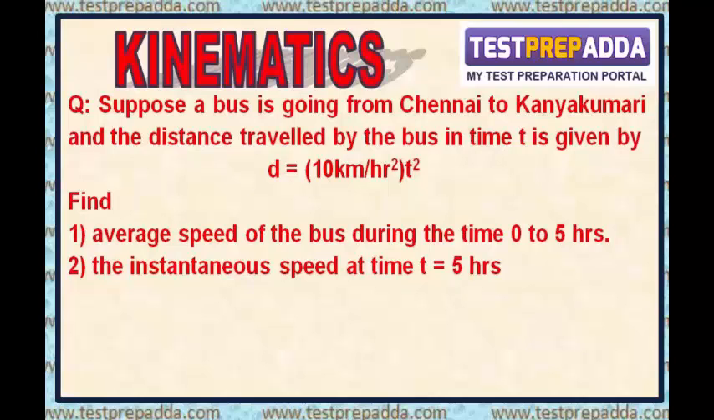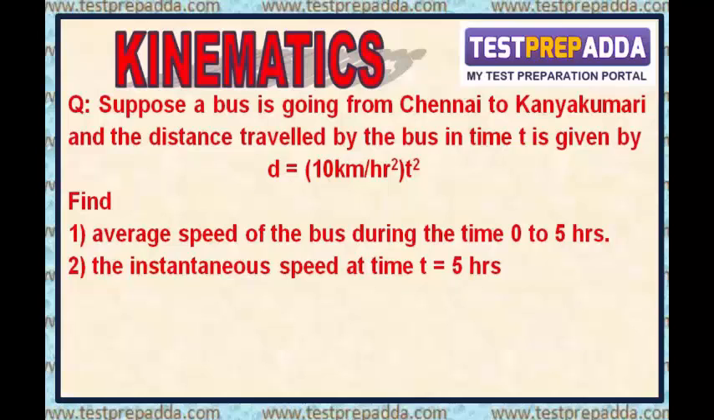The first question says, suppose a bus is going from Chennai to Kanyakumari and the distance traveled by the bus in the time t is given by d = 10 t square. Now, if you look at the unit given, kilometer per hour square, we can predict that if I put time in hours, then I'll get distance in kilometers.